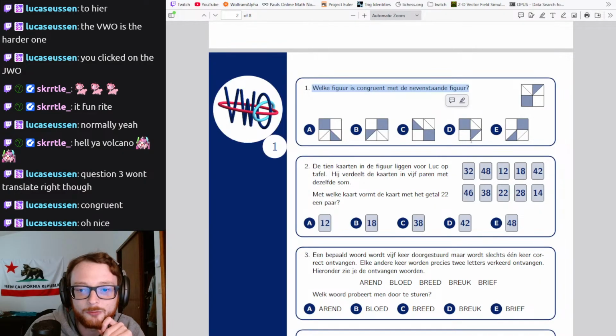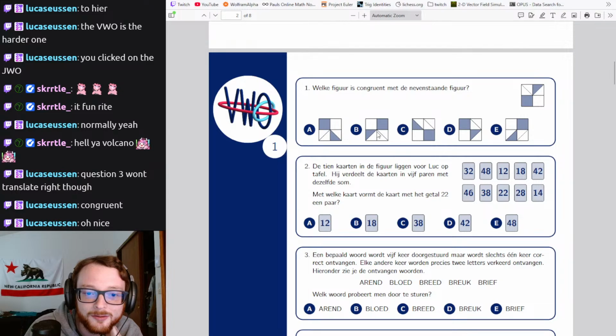Which figure is congruent with the side-by-side figure? Which of these figures is congruent with this figure? What do they mean by congruent? Is it just like a rotation, or like it's B, right? It's just a rotation? Is that right? Wait. No, this triangle is on the wrong side. I think, okay, C. That's what I guess, because C is just a rotation. That's a weird question.